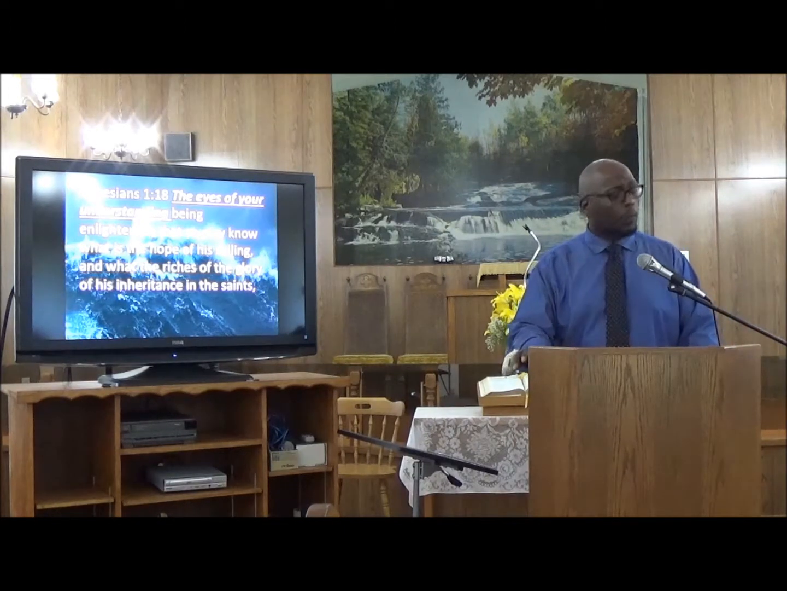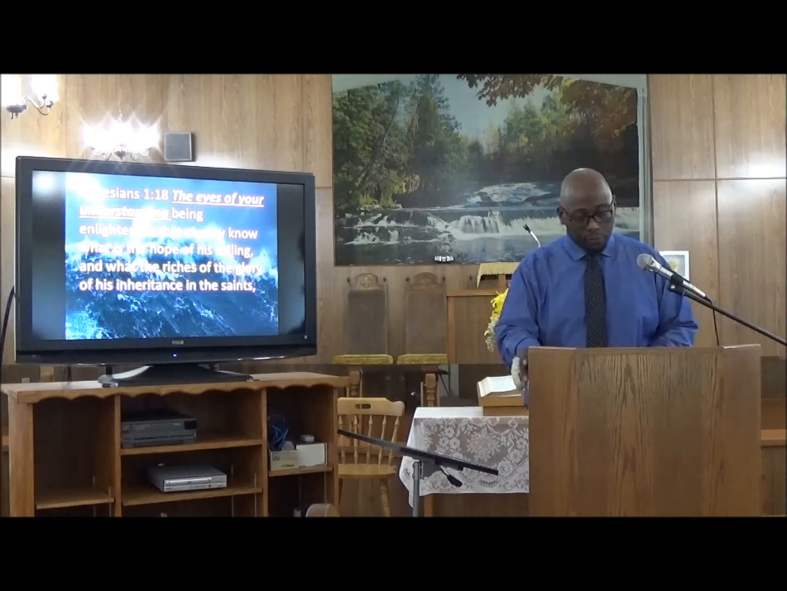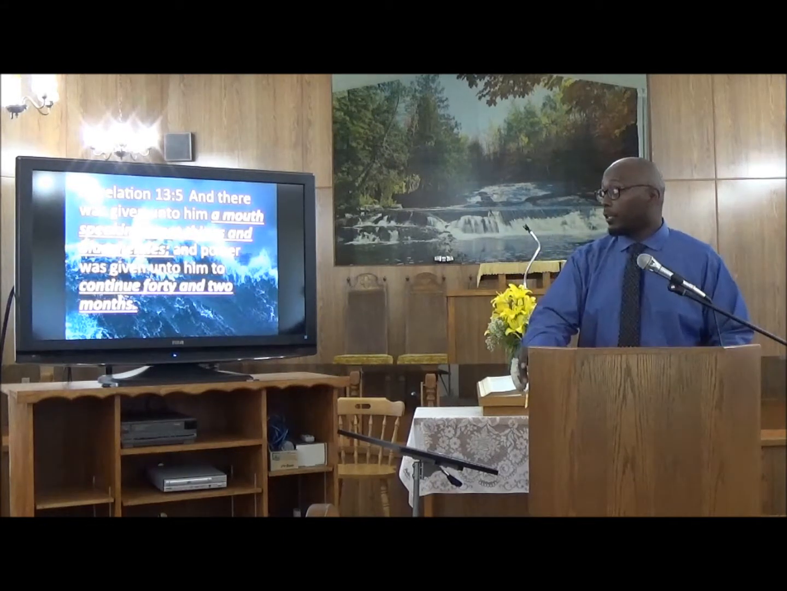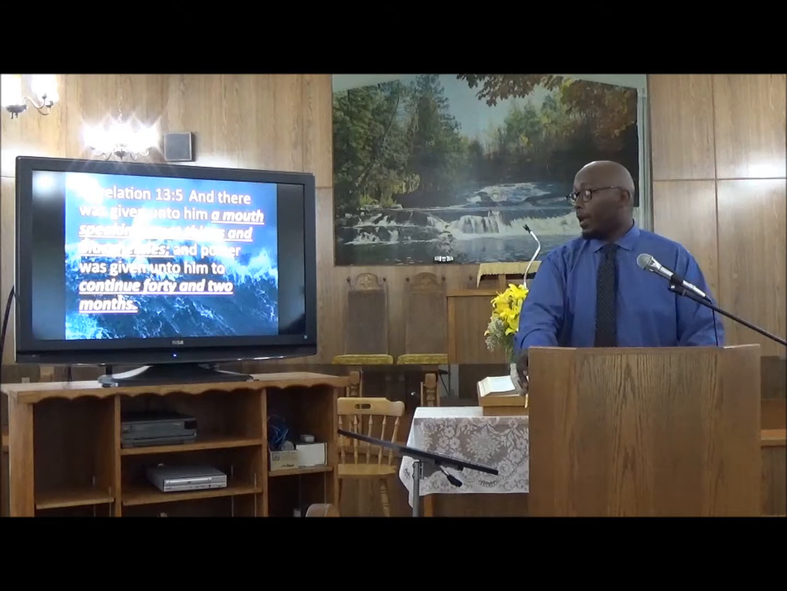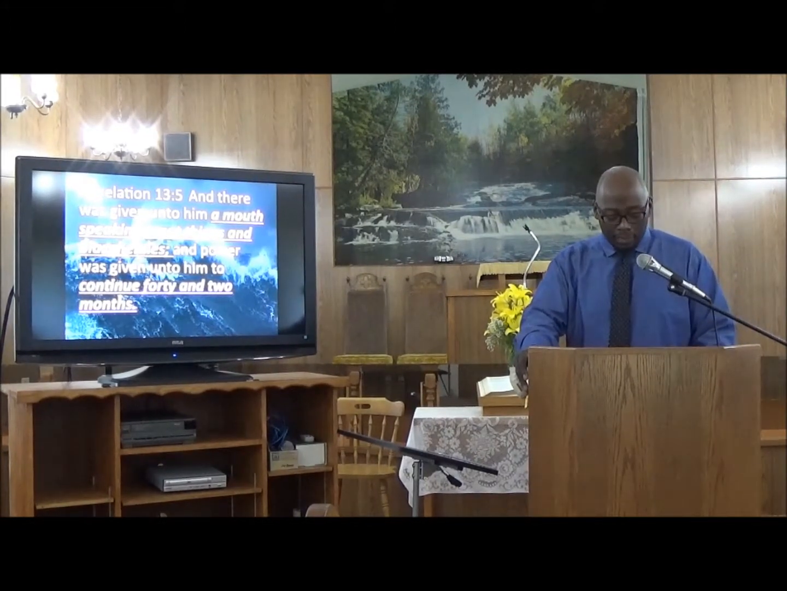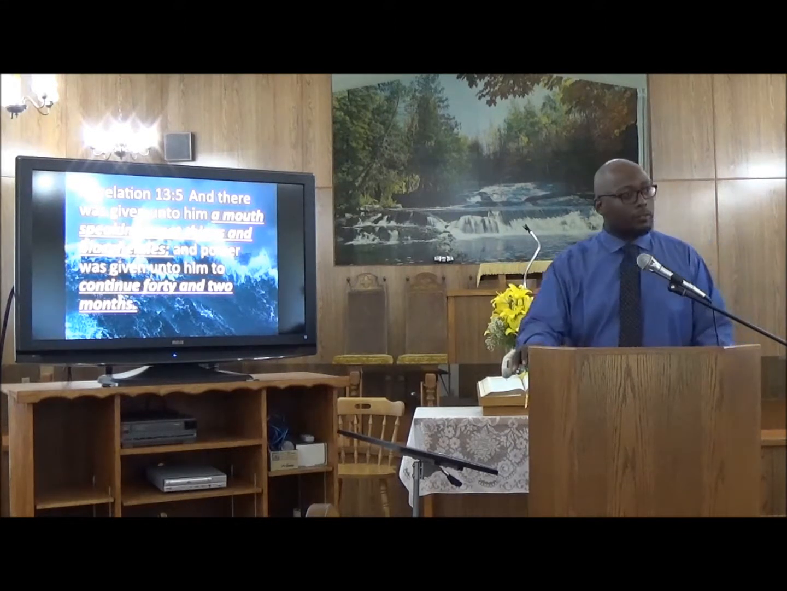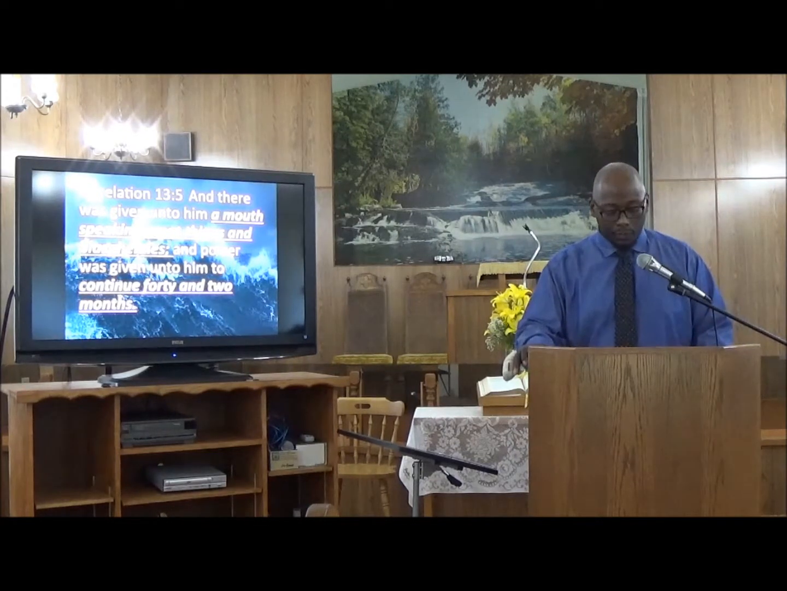The mouth spoke great things in verse 7 and verse 20. So let's look a little closer at those things. Revelation 13 verse 5: "And there was given unto him a mouth speaking great things and blasphemies, and power was given unto him to continue 42 months." The great things are tied to speaking blasphemies, and it rules for 42 months. So this power is an adversarial power that blasphemes against God.